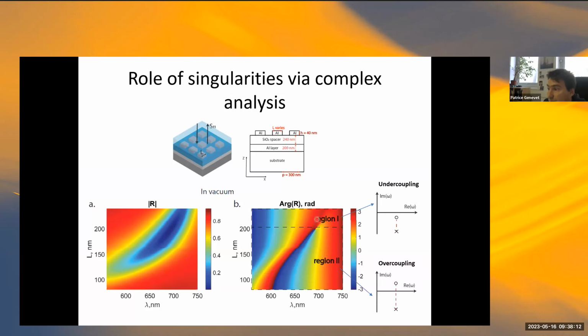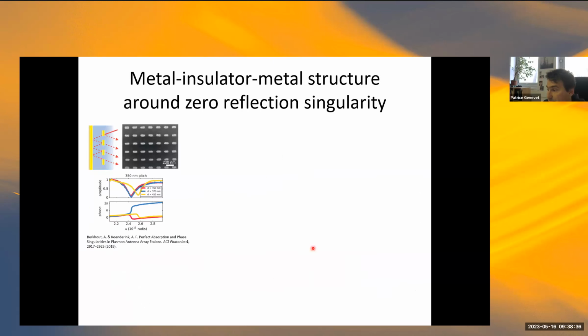So with this expression, you are able to identify the region for which the system is undercoupled, for which the 0 of the reflection coefficient is below the real axis. It comes exactly at the critical coupling condition when the 0 becomes real, and changing the parameters again, you find the overcoupling regime, for which you have the 2-pi phase modulation of interest for the design of metasurface.